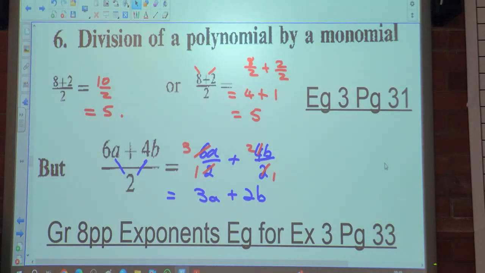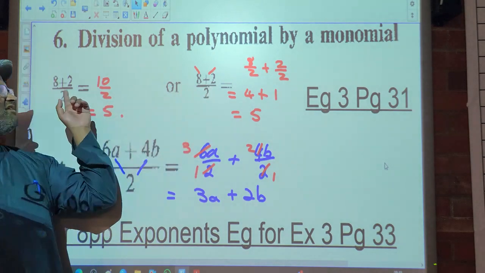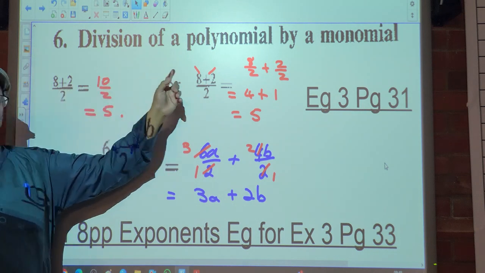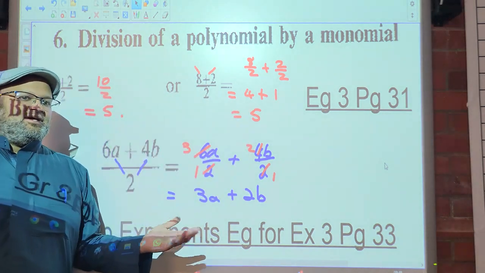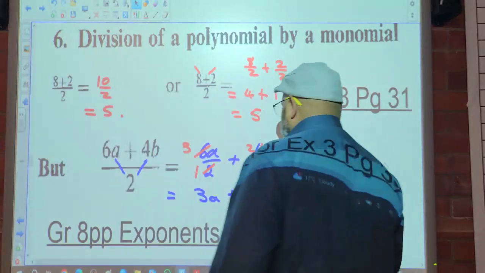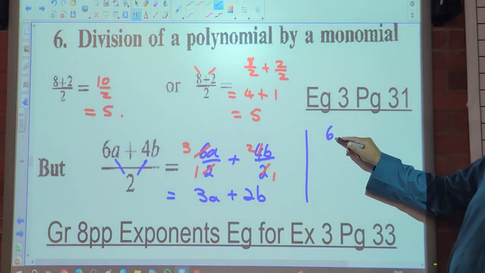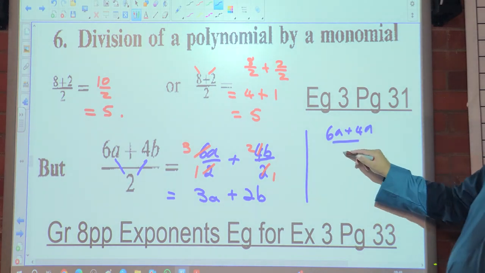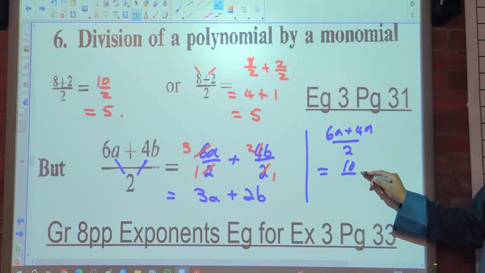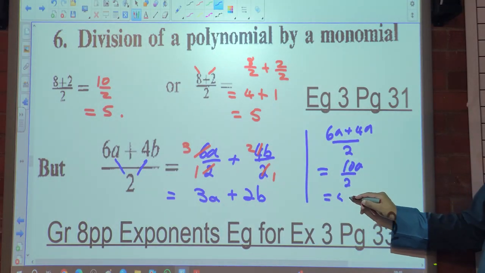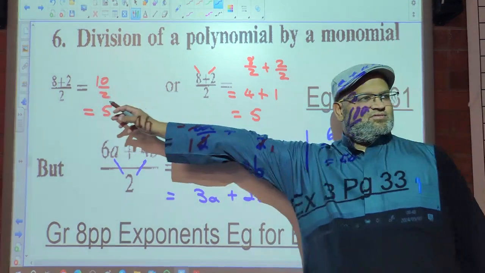What am I trying to say? If you can't do that first, then we follow this route. But if you can, then you can add. For argument's sake, if this had read 6a plus 4a over 2, what is 6a plus 4a? 10a. And 10a over 2 is 5. So you see, they apply that method first.